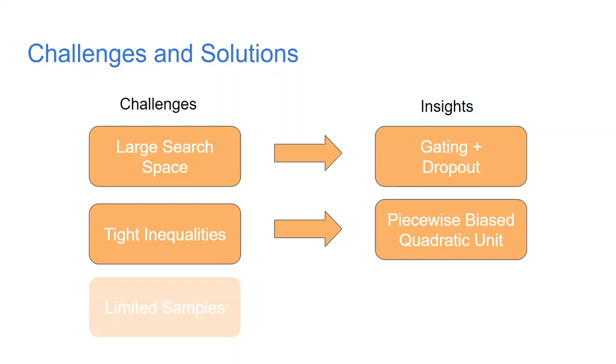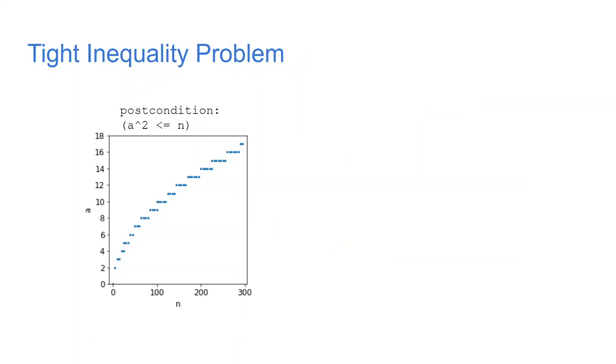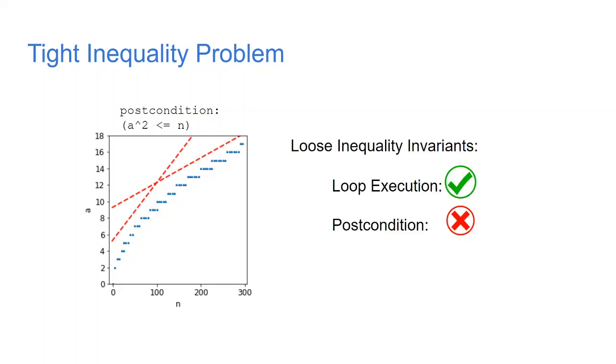We next discuss how we construct a new activation function, the piecewise biased quadratic unit, or PBQU, to learn tight inequality constraints. When learning inequality constraints from a set of program samples, there are many possible valid constraints. For example, consider the 2 inequality constraints learned from samples of the SQRT program, shown as dotted lines. Both of these are valid loop invariants that are maintained by the loop.